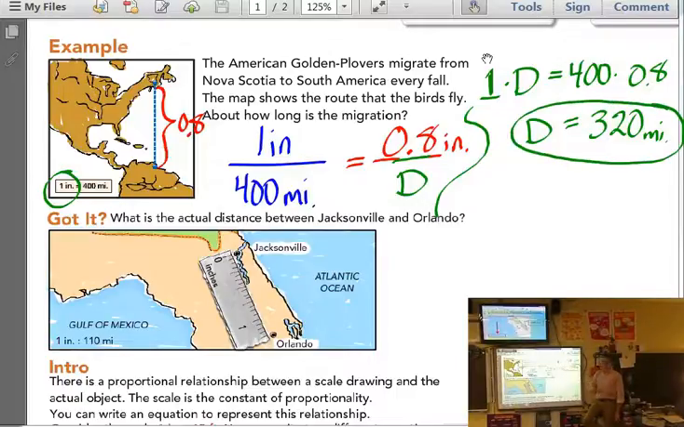Miles. Now, since my scale factor uses the 1 inch, the other thing I want you to see is that I could have just said, how many inches do I have? Multiply by your scale factor. The only reason I can do that is because it uses the 1 inch.